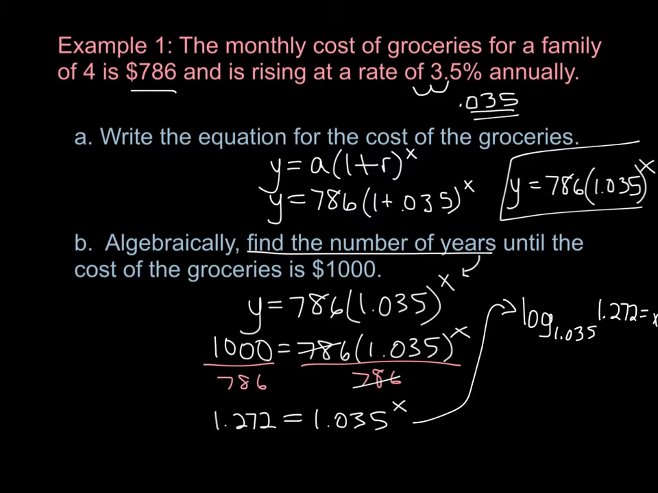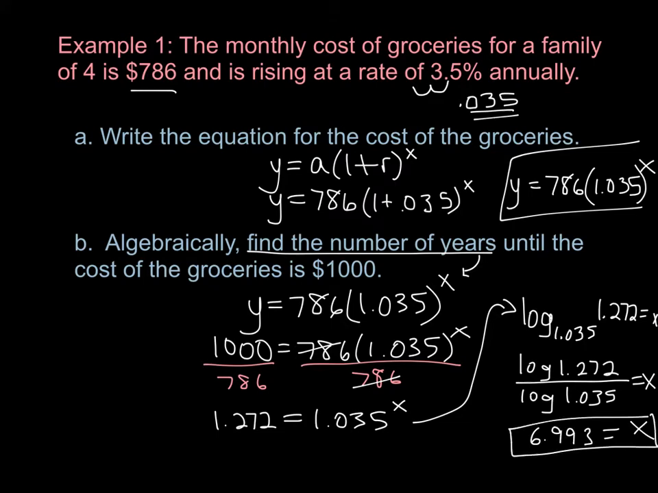All right, so now we can't compute this with our calculator because the base is not 10. It is not a common log, so we are going to use the change of base formula. So we need to do the log of 1.272 over the log of 1.035, and we're going to solve that with our calculators. And when we do that, we get x equals 6.993. So our answer is approximately 7 years from now, the average price for groceries for a family of 4 is $1,000 per month. We could write about 7 years.